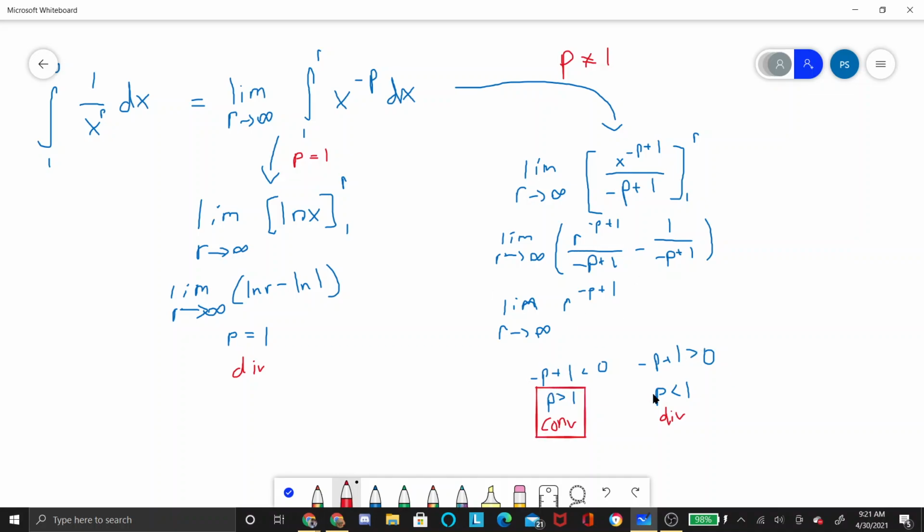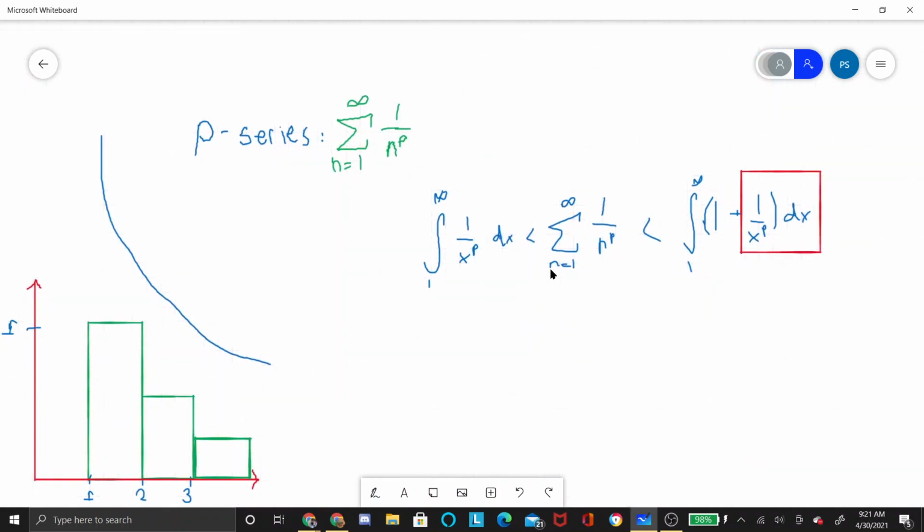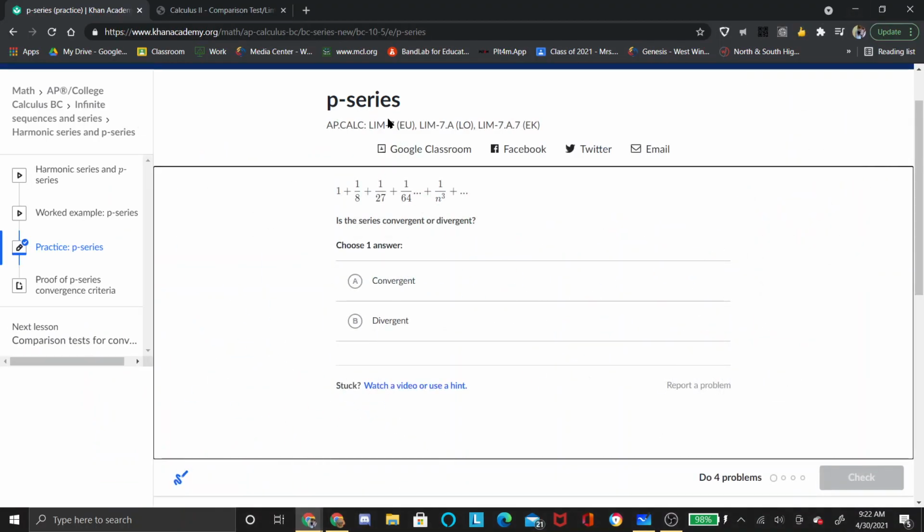And how can we use this? Well, we can use this multiple ways. Say you had the sum of 1 over n squared. Well, 2 is greater than 1, that's convergent. So let's do a little bit of that simple practice.